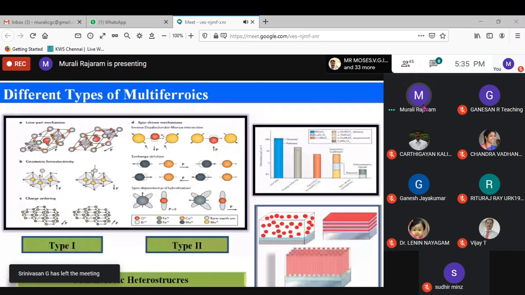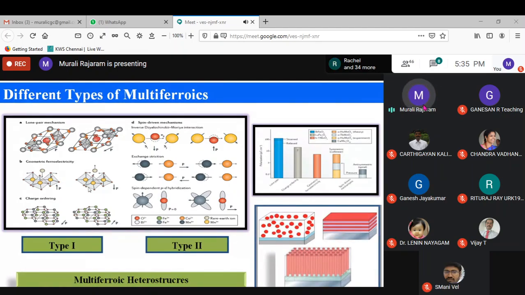This is another class, called a charge ordered material. If you take a multivalent material like iron or cobalt and prepare a material using these compounds, there is a possibility of charge order between Fe2 plus and Fe3 plus on different layers, which may induce some electric polarization, and the magnetism comes from the Fe ion.